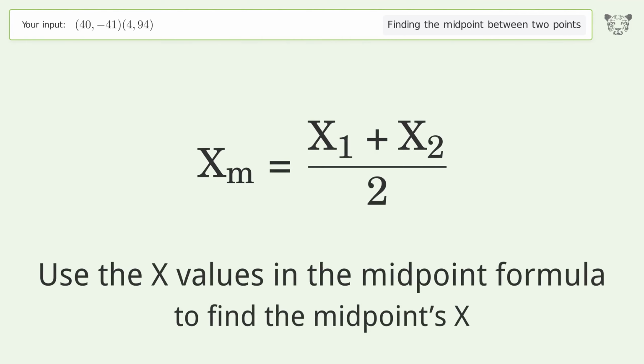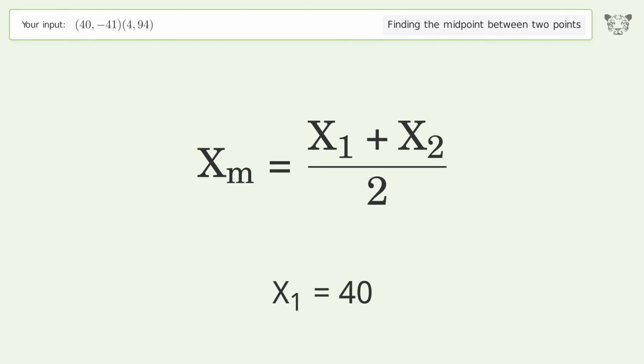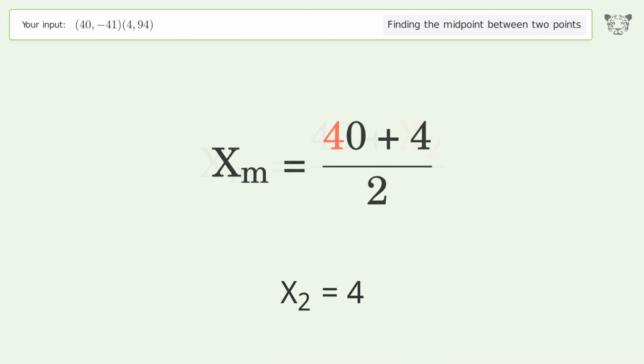Use the x values in the midpoint formula to find the midpoint's x. x1 equals 40. x2 equals 4. Simplify the arithmetic.